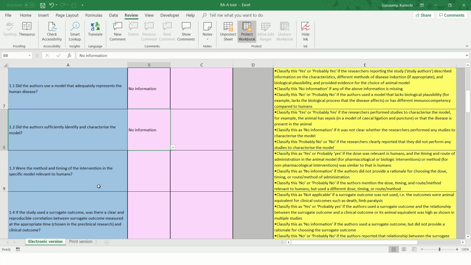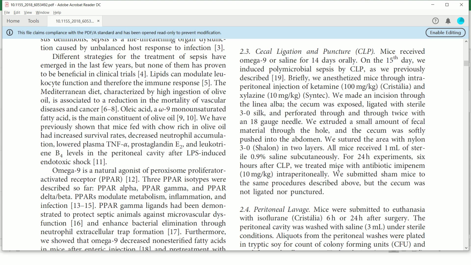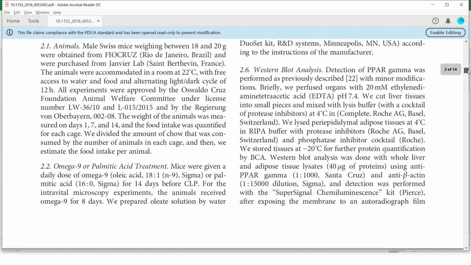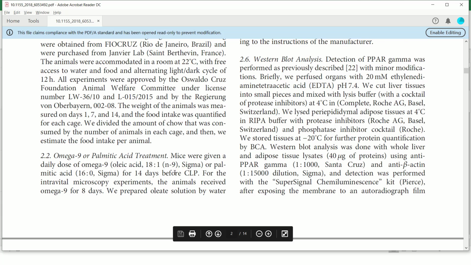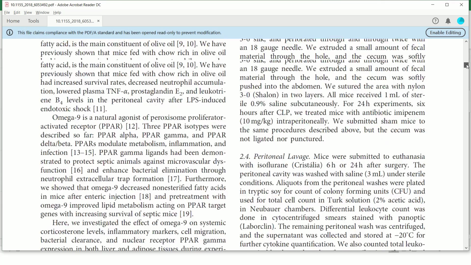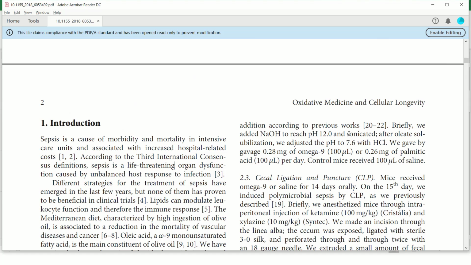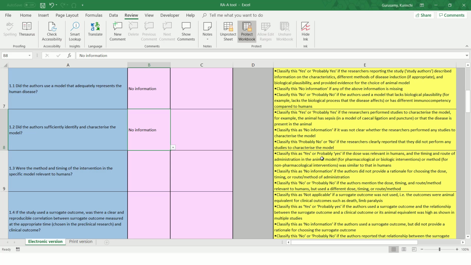Next is, were the method and timing of the intervention in the specific model relevant to humans? Now, timing and route of administration in the animal model. We would expect oleic acid to be given orally in humans. So the solution is given by water, by adding it to water. So they are giving it orally, so it's definitely the right route.